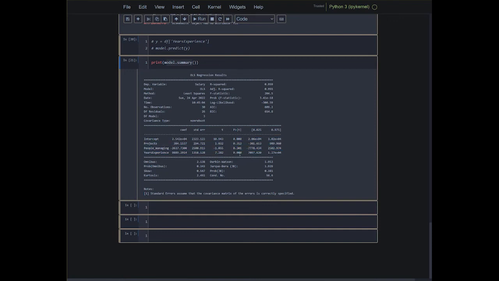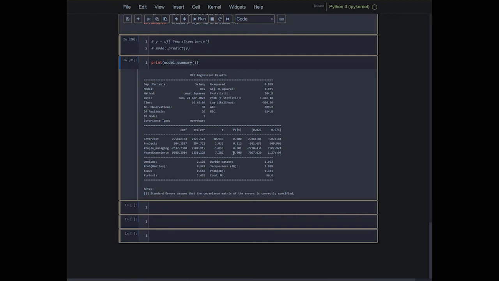A p-value of 0.312 for projects over here tells us that there is a 31.2% chance that the projects variable has no effect on the dependent variable, which is salary.